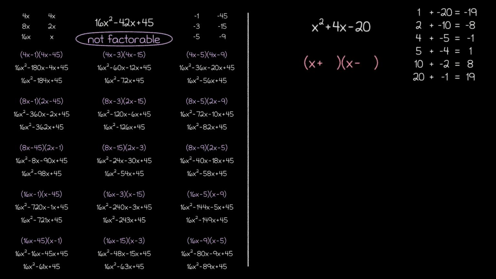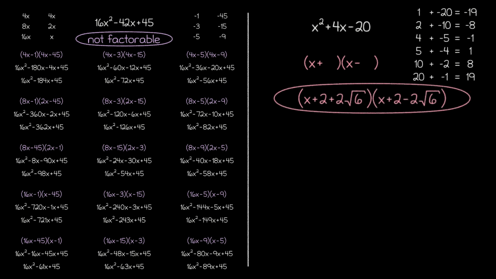It turns out that this expression is technically factorable, and the factored form would look like this. But since the square root of 6 is irrational, it turns out that we never would have guessed the correct decimal, since the actual answer is a decimal that goes on forever.